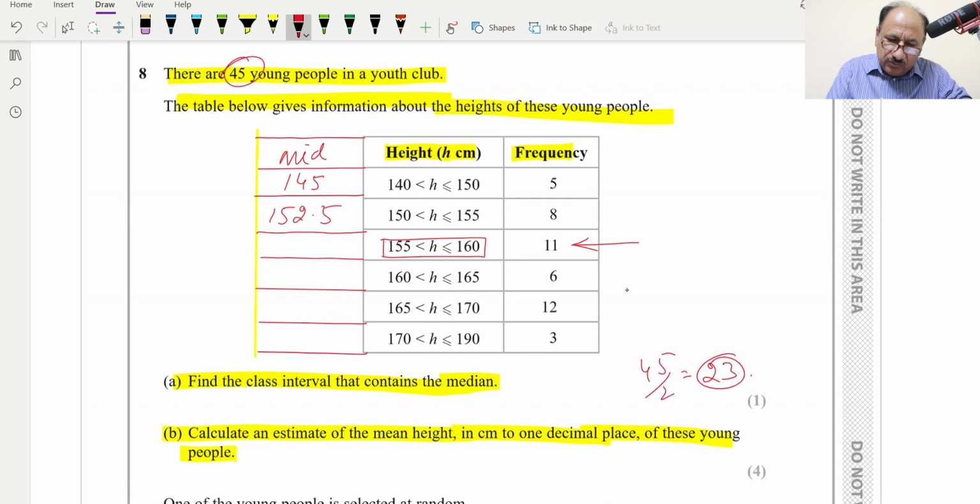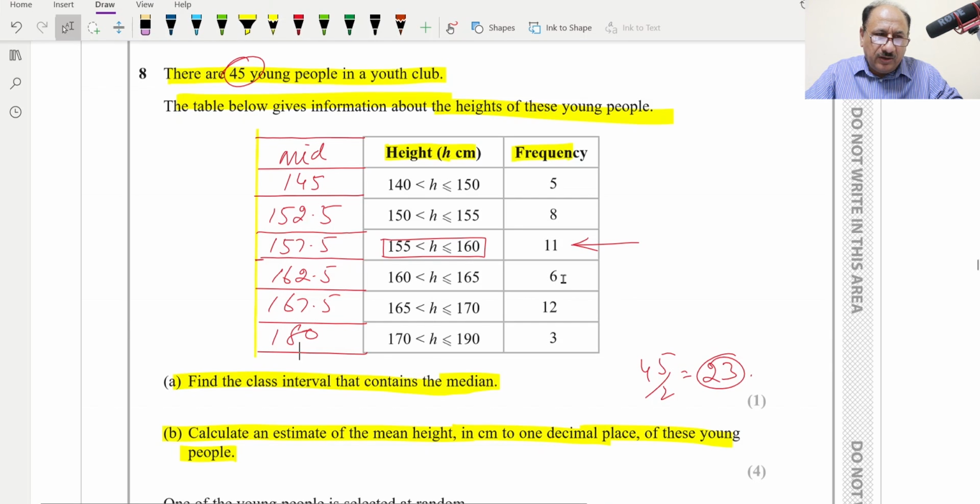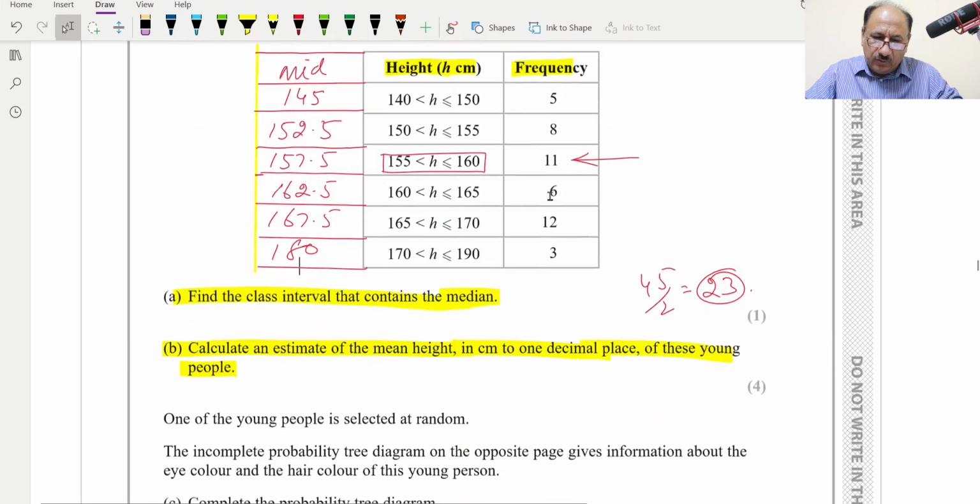152.5, and this will be 157.5, 157.5, and next will be 162.5, 167.5, and 180. These will be the mid values, and we have to basically multiply these values. 145 multiply by this frequency, which is 5.